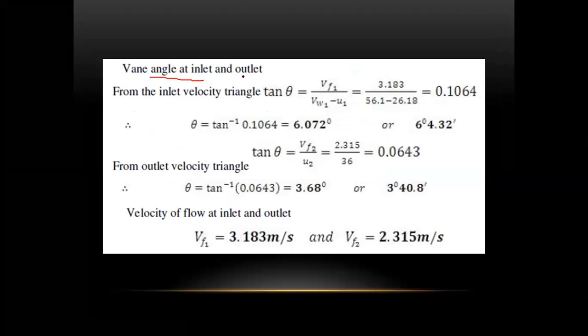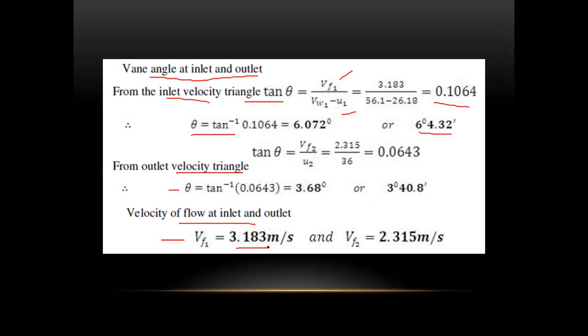Now the vane angle at the inlet and the outlet. From the inlet velocity triangle, tan theta is equal to 0.1064. Theta is equal to tan inverse of this value. Therefore, we get the theta value as 0.0643. Now, taking the outlet velocity triangle, theta is equal to tan inverse of so and so. We get the value as 3 degrees 40.8 minutes. Now the velocity of flow at the inlet and outlet: Vf1 is equal to 3.183 and Vf2 is equal to 2.31.